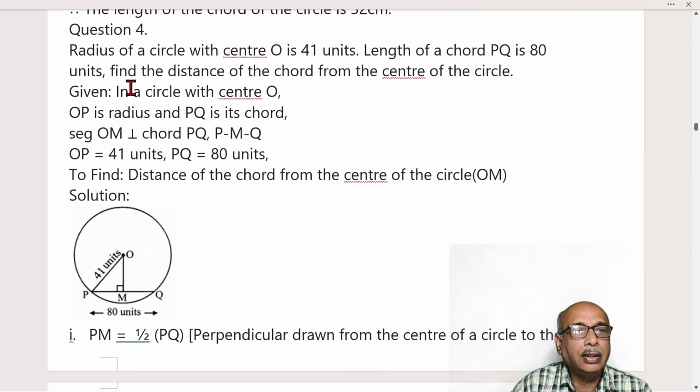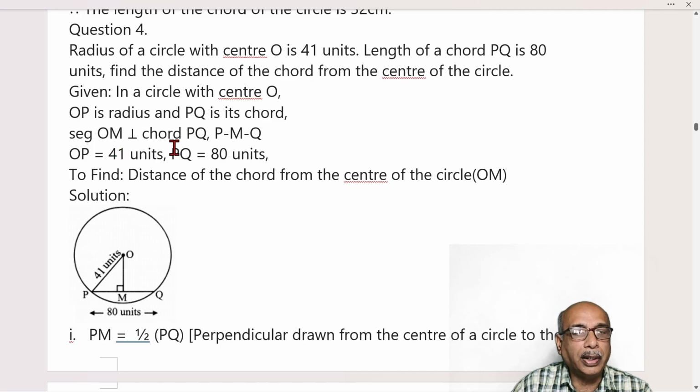Next question. 4. Radius of a circle with center O is 41 units. Length of a chord is 80 units. Now here it is not given centimeters or anything. Find the distance of the chord from the center of the circle. Given: in a circle with center O, OP is the radius and PQ is its chord.